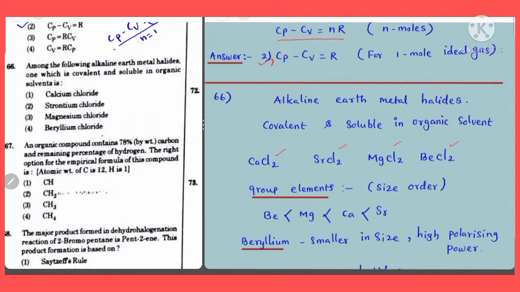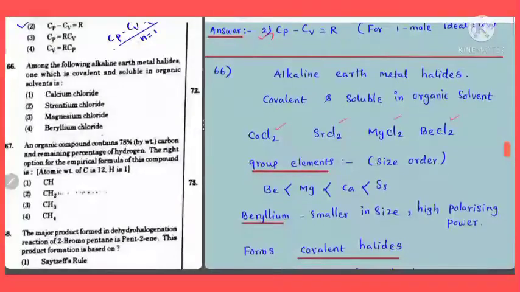Okay. Actually, these are group elements. So this is the group: beryllium first, followed by magnesium, then calcium, then after that you have strontium, isn't it? Right. Now going down the group, the size of the atom increases. Beryllium is smaller than magnesium, calcium, and strontium is the larger one.